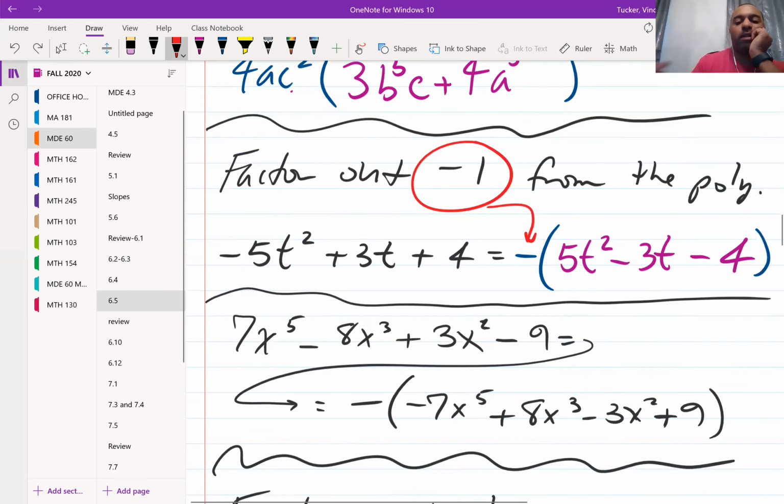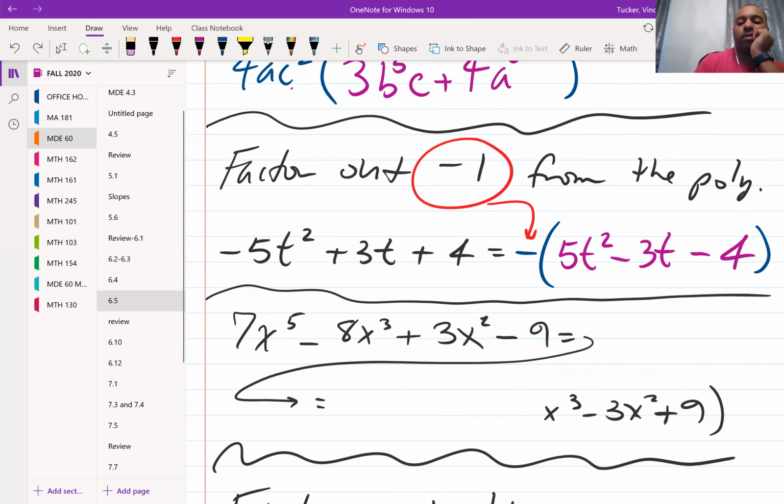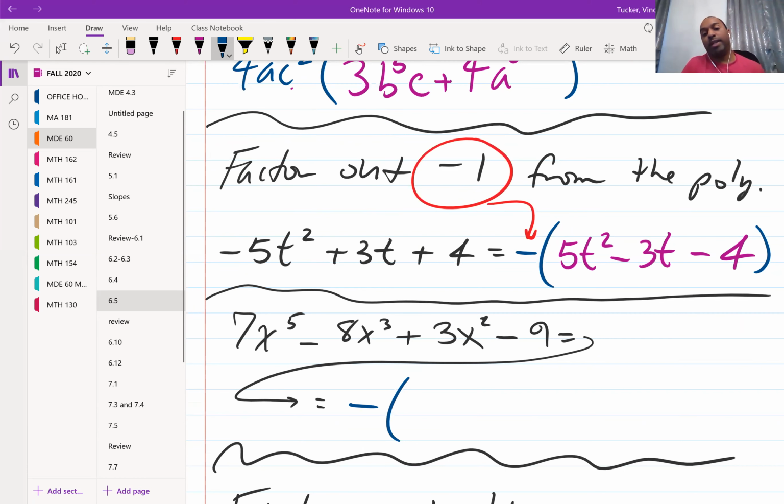Oh, well, I did it right here, so I'm going to redo this one. Same exercise, but we have 7x to the 5th minus 8x cubed plus 3x squared minus 9, and they want us to factor out the negative. Once again, when they tell you to do that, they're not asking you to do anything else but that. So you can go ahead and put the negative out front, and each one of your signs should be different than what it originally had.